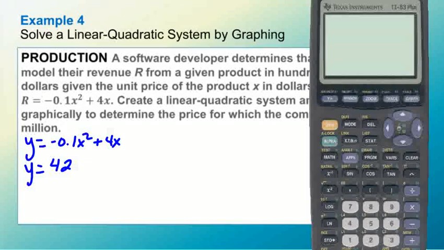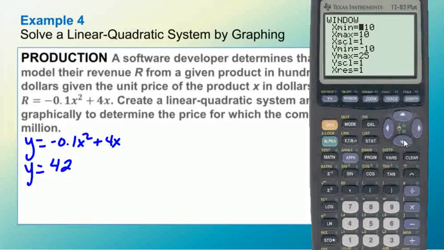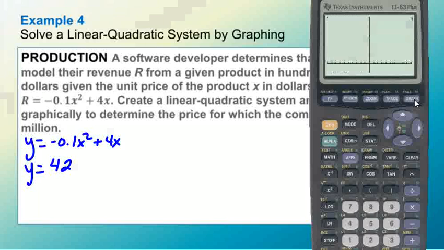I'm now going to use my graphing calculator to graph them. So I'll go to my y equals, clear what I have, and I have negative 0.1 x squared plus 4x, and the other one is just 42. My window, let's go, the y has to get at least 42, so I'm going to make this 50. Y maximum, we're going to count by tens. And hit graph.